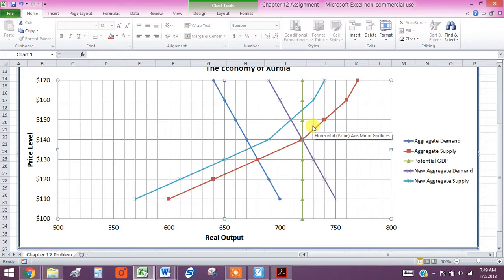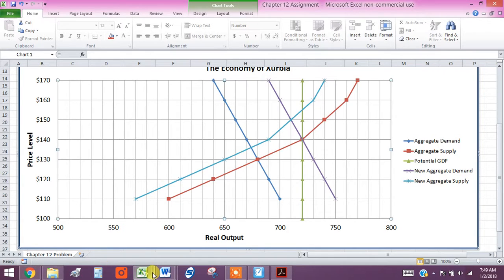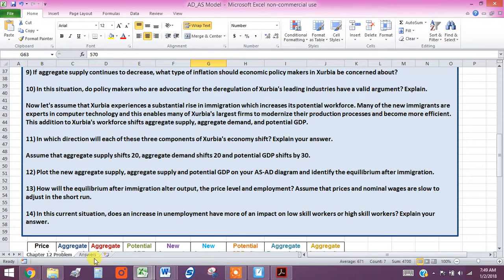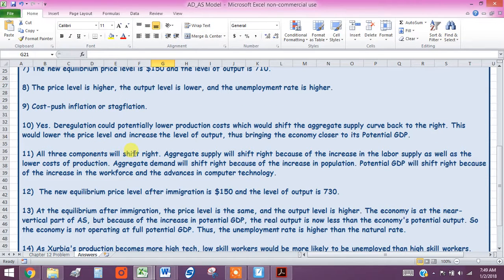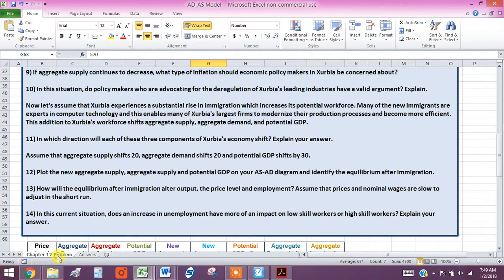So now we know that, hopefully. Let's jump back over to our actual answers and make sure I got all that right. That's number 11, so all three shift right, and I've explained here why. You can read that and make sure your answer is something like that. Now we need to go back and shift these a certain distance. So let's go back to our problem. We're going to shift aggregate supply 20, aggregate demand 20, and potential GDP 30.